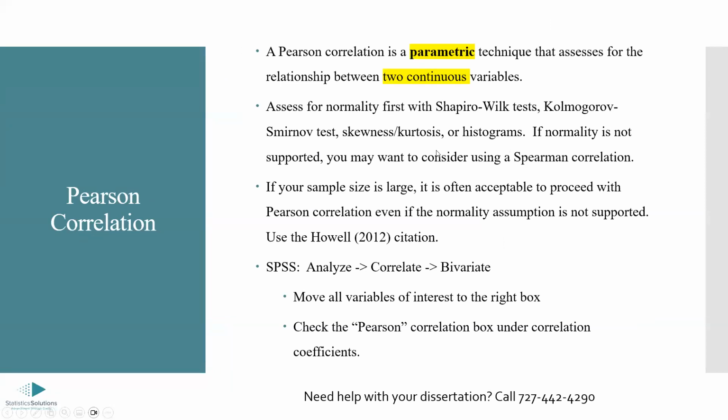Okay, so we'll look at a Pearson correlation first. We'll go through an example in SPSS. So again, a Pearson correlation is a parametric analysis, and you need to have two continuous variables. And before we run the correlation, it's important to check for normality first. Verify with your committee what method they want you to use to check for normality. If normality is not supported, you can consider using Spearman correlations as a backup, or if your sample size is sufficiently large, then you can justify proceeding using the central limit theorem. All right, and I've put the instructions for how to run this here.